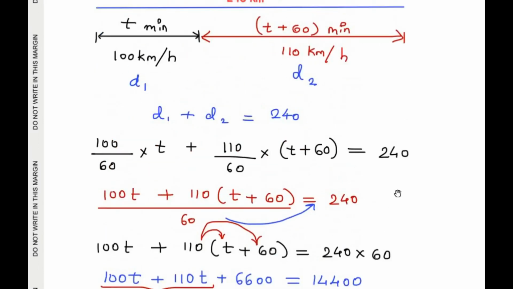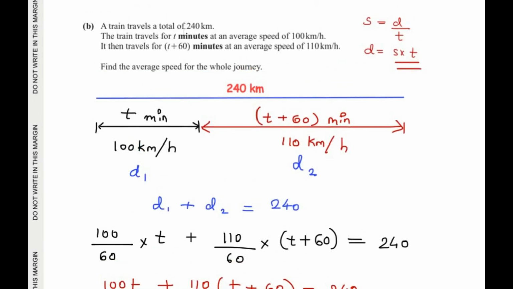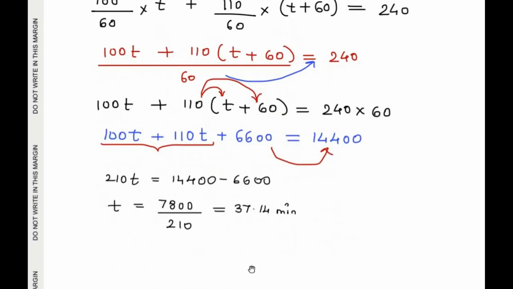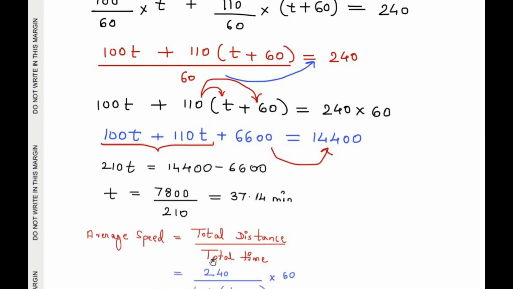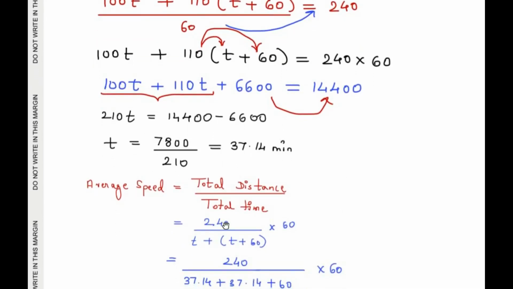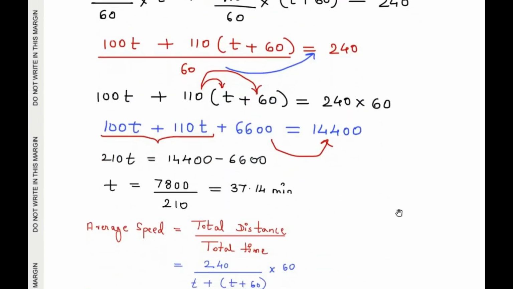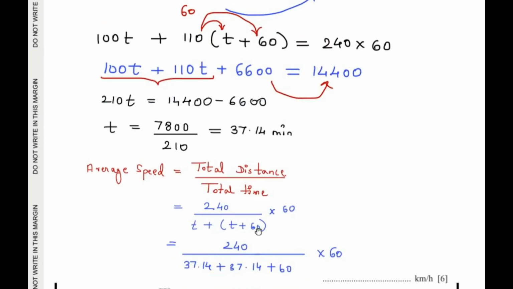Now here we need to find out the average speed of the whole journey. Average speed is the total distance covered over the total time. So here we are going to write the average speed as total distance over total time. Now total distance was given in the question as 240, over total time, which is going to be the time t minutes given over here and time t plus 60. So we are taking the total of the entire journey. So here we have written in the denominator t plus 60.